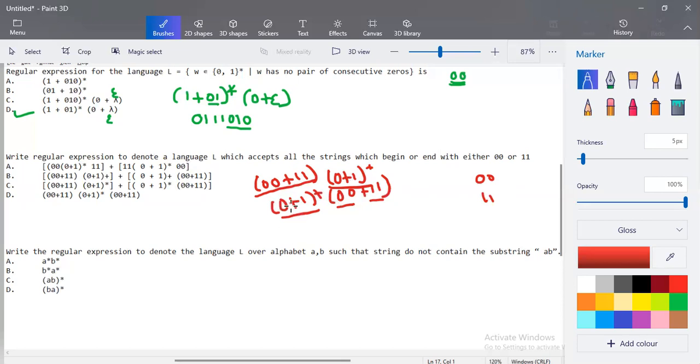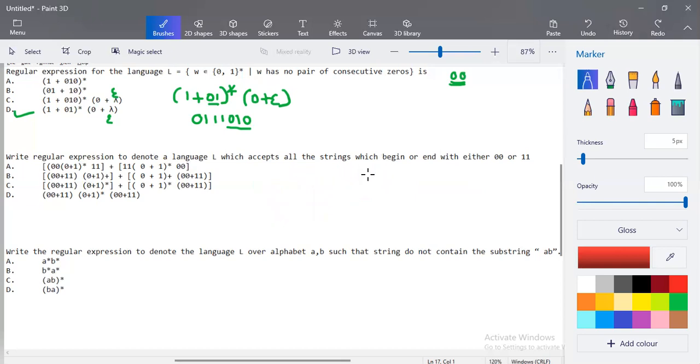So this condition actually fails the regular expression. So this is not the regular expression that we are expecting. Okay, so we'll go to the next option. This is a little bit tedious question here. You have to be careful while solving these kind of questions.